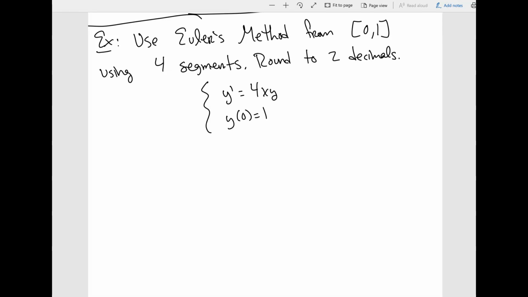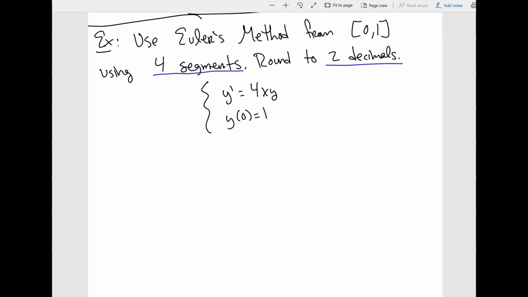So here's another example using Euler's method. Here we want our interval to be from 0 to 1. We want to use 4 segments. We want to round to 2 decimal places. And here is the differential equation that we want to be able to solve.